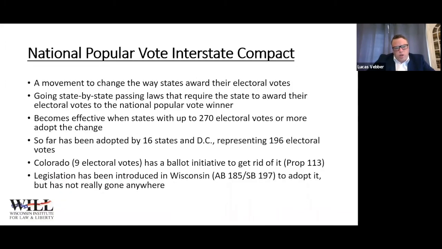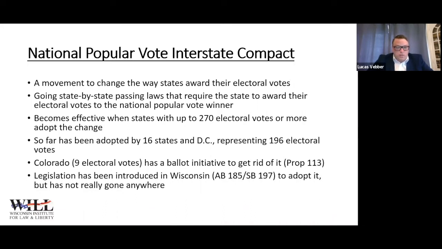Nationally, there's one large threat to the Electoral College right now, and that's called the National Popular Vote Interstate Compact. So this is an interstate compact. It's a movement being funded by some very wealthy individuals to lobby the states to change the way they award their electoral votes. So these individuals recognize that a constitutional amendment to eliminate the Electoral College is very unlikely.